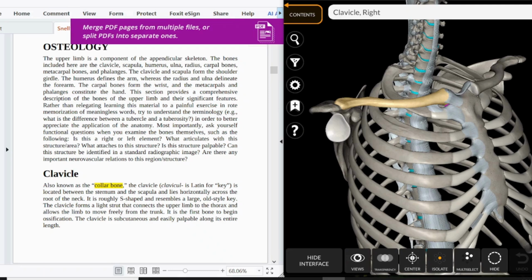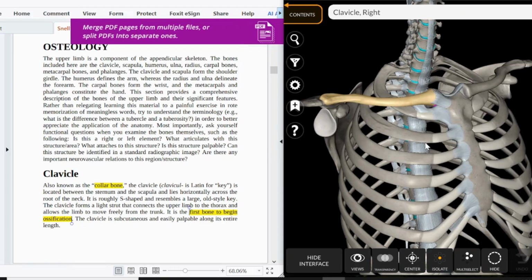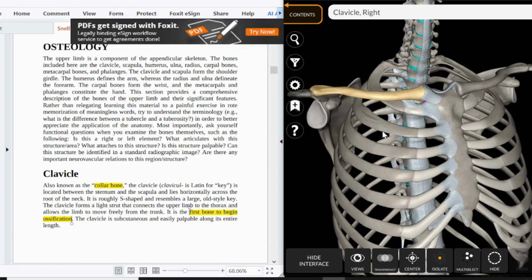It is the first bone to begin ossification. So this is very important from an MCQ point of view, that it is the first bone that begins ossification, and it acts like a strut or rod that transfers the forces from your arm or upper limb to the trunk. The clavicle is subcutaneous and easily palpable along its entire length, so you can palpate your clavicle easily. Let's move forward.